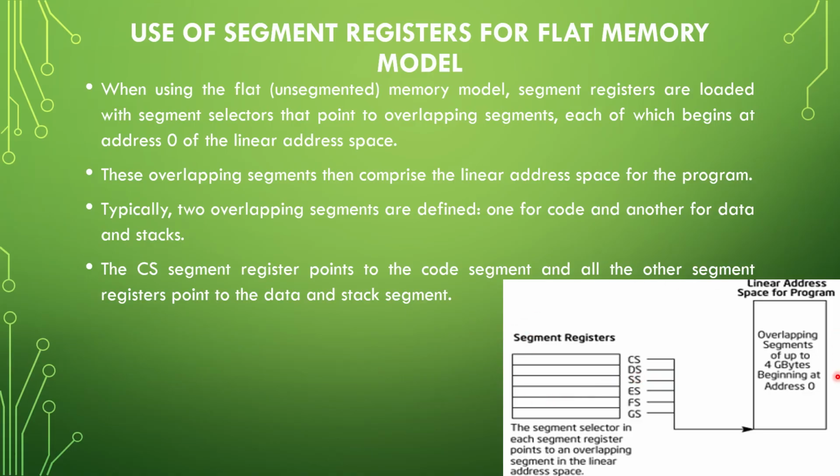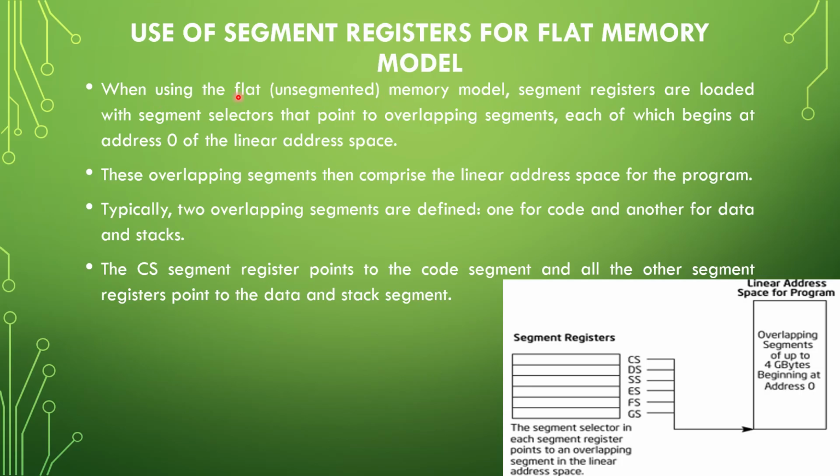This is the block diagram of a flat memory model. As you can see, there are different registers here, code segment and the others, which we explained previously. There are altogether 6 segment registers, and the entire linear address space for the program has not been segmented at all. That is why the segments overlap, and that is why we call it a flat memory model, that is, an unsegmented memory model.